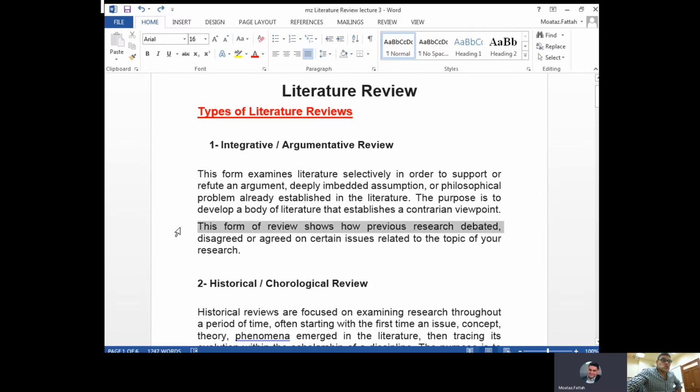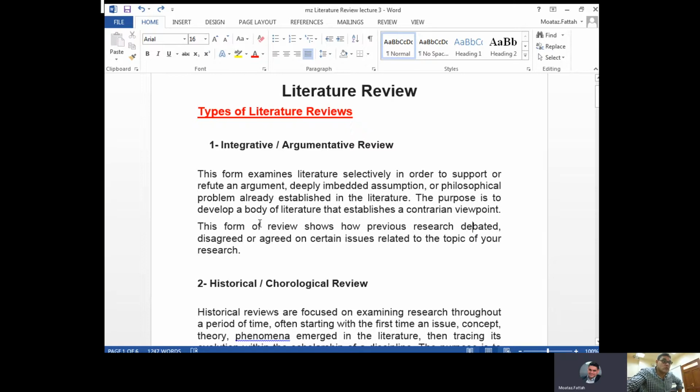This form of review as well shows how previous research debated, disagreed, or agreed on certain issues related to the topic of your research. You might take a topic, again, no bourgeoisie, no democracy. You might want to say, okay, globalization leads to more inequality. It has become almost like a law. But I see that there is a debate in the literature that this inequality existed before globalization. So inequality and globalization are not a matter of effect and cause. Globalization is the cause and inequality is the effect? No, it is not true.